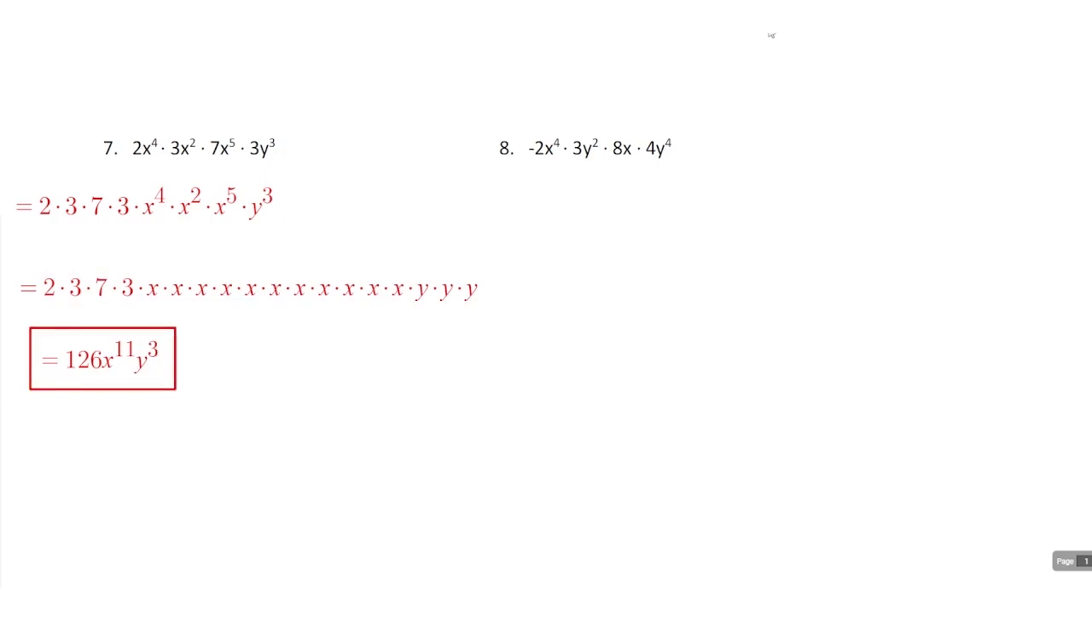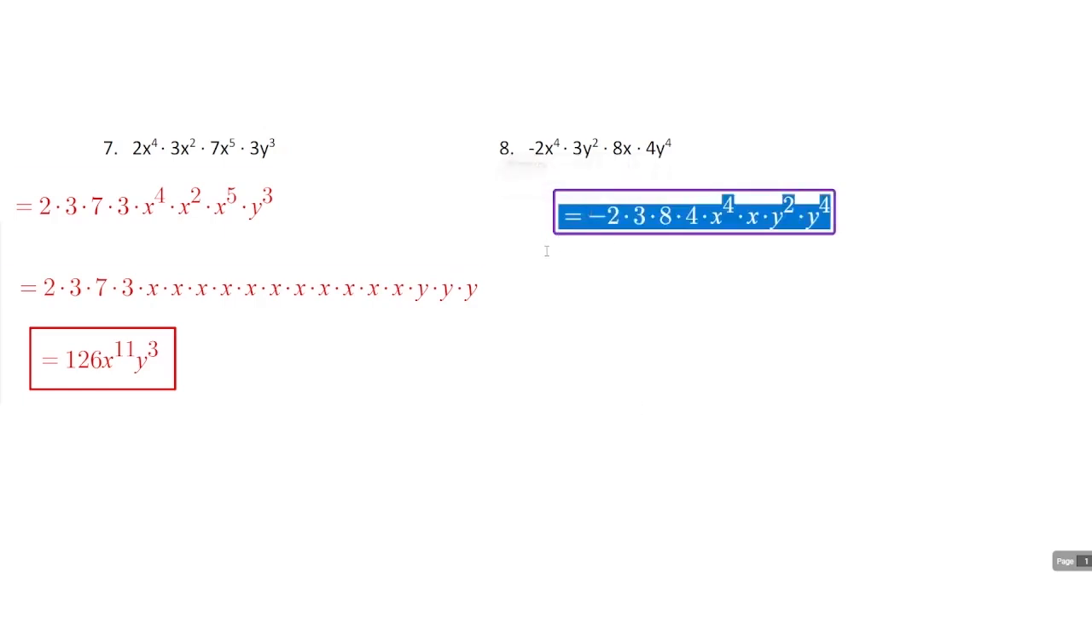Number 8. We'll approach this the same way. We'll start by regrouping. So -2 times 3 times 8 times 4 times x to the 4th times x. Okay, so I'm regrouping anyway, so I might as well just put my x's together and my y's together. Times y squared times y to the 4th.